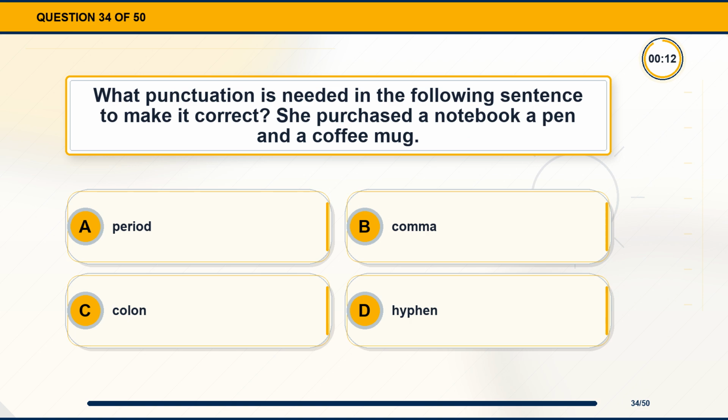Question 34. What punctuation is needed in the following sentence to make it correct? She purchased a notebook, a pen and a coffee mug. Option A, period. Option B, comma. Option C, colon. Option D, hyphen.